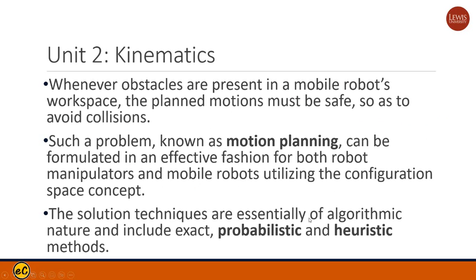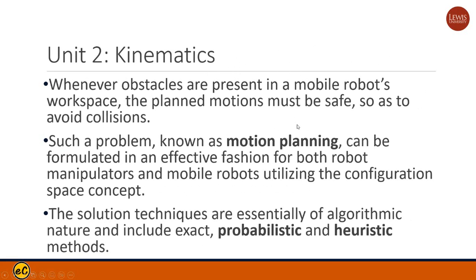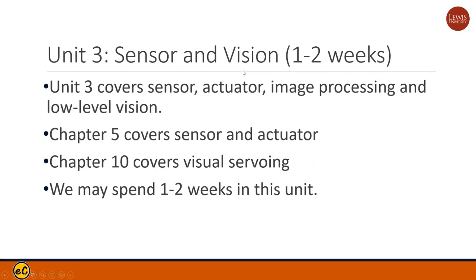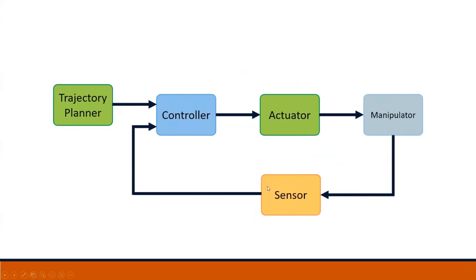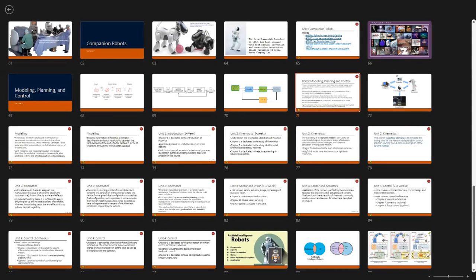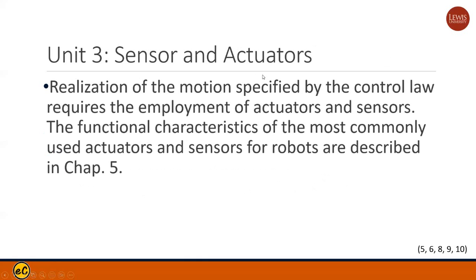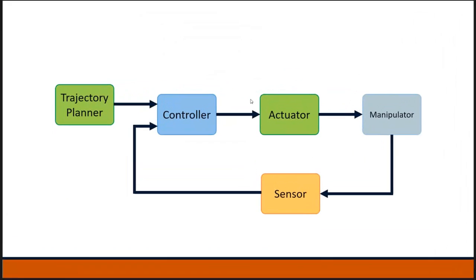The solution can be probabilistic or heuristic methods. After we finish the planning, next will be sensor and vision. Sensor and vision tell you where the feedback should be and how you control your planner and your controller. That's unit 3 on the sensor and the vision. And then also the actuator. Actuator is how you make things move.